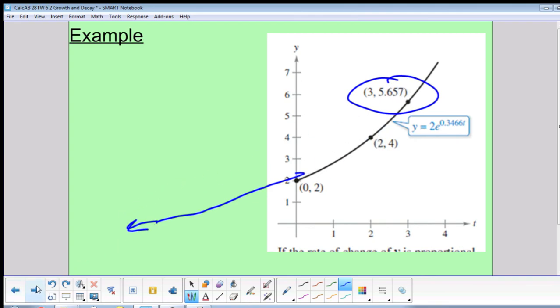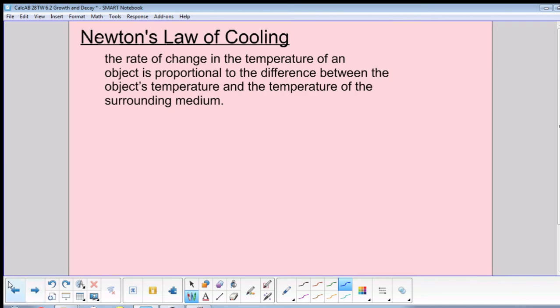So there we go. Now I'm going to do this Newton's law of cooling in class, because that's enough notes. See ya.